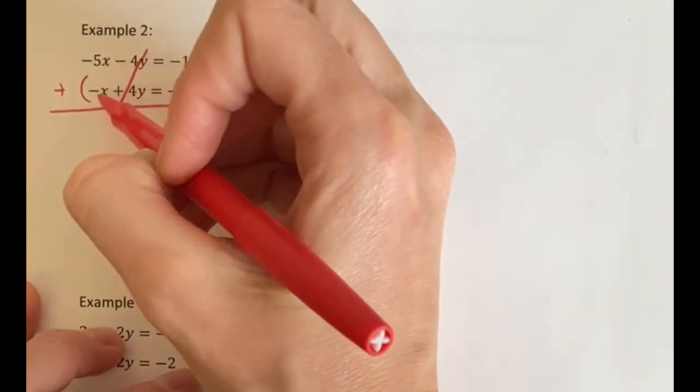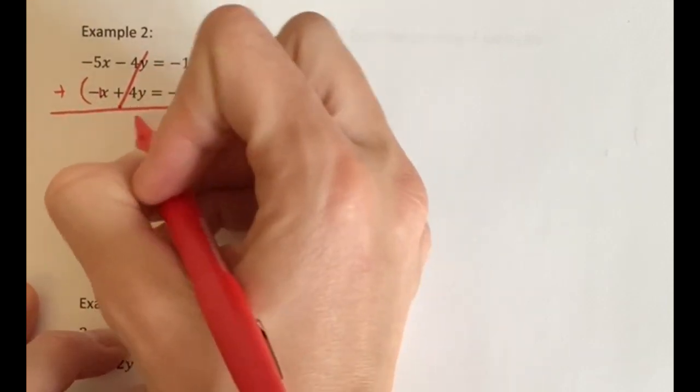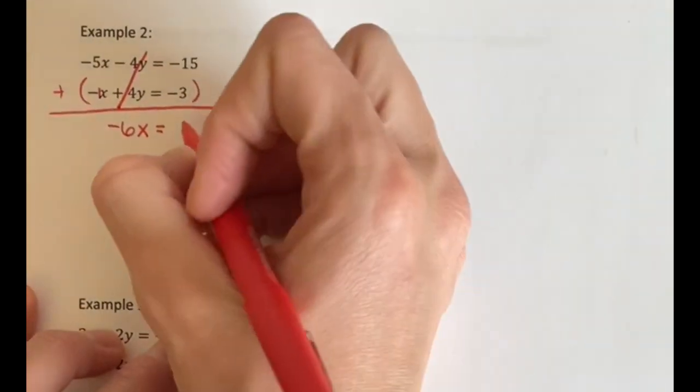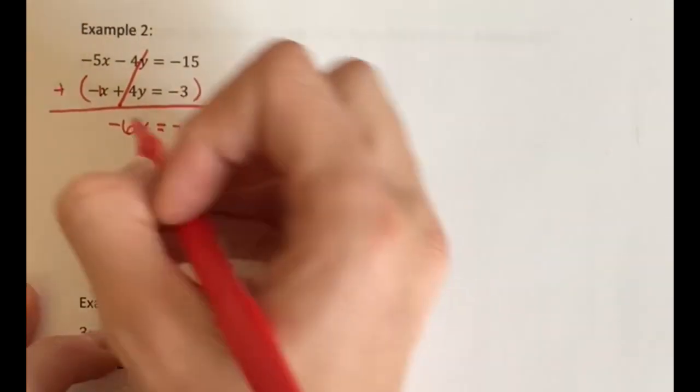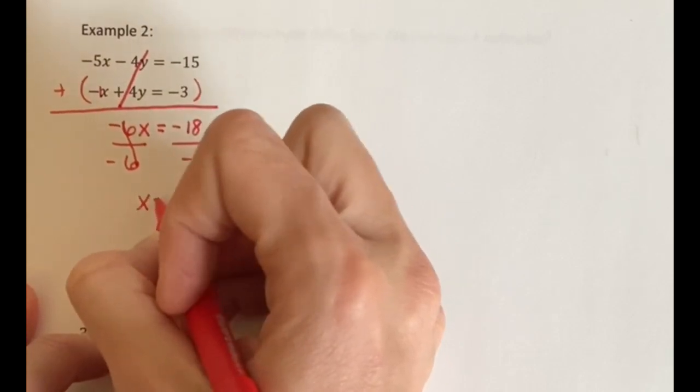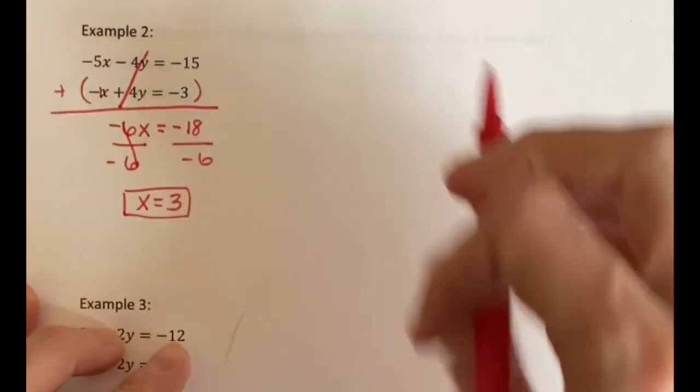I'm left with negative 5x and negative 1x, which gives me negative 6x, equals negative 15 minus 3, which gives me negative 18. Then we need to solve for x. We divide both sides by negative 6, and I get x equals 3.